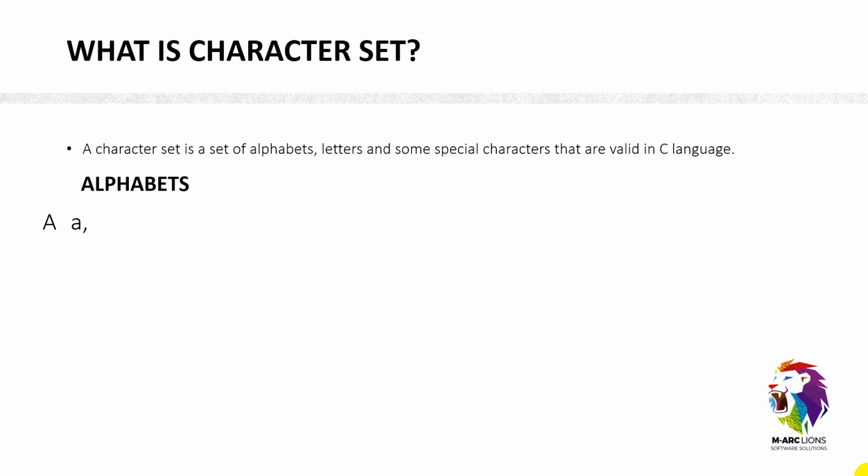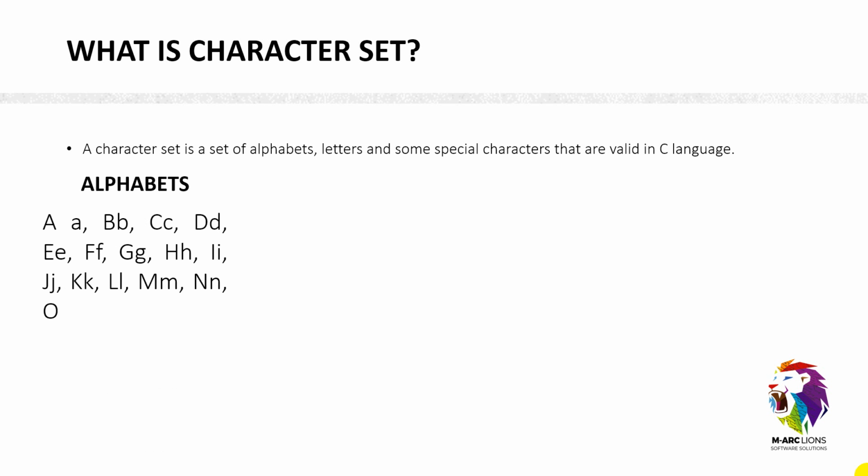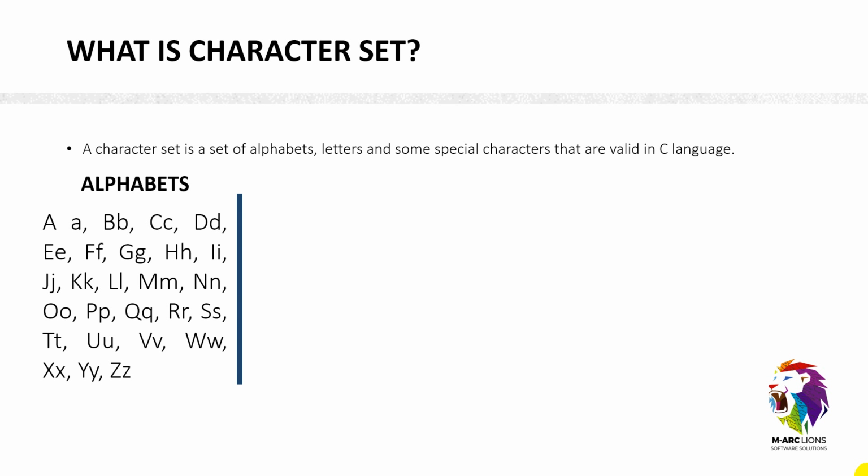If we are talking about alphabets, we are definitely going to use English alphabets, and they are obviously 26 alphabets including capital and small characters. These kinds of alphabets are supported in C language. You can use them to write any message. Then talking about the digits, starting from 0 to 9, both positive and negative values are supported by C language.